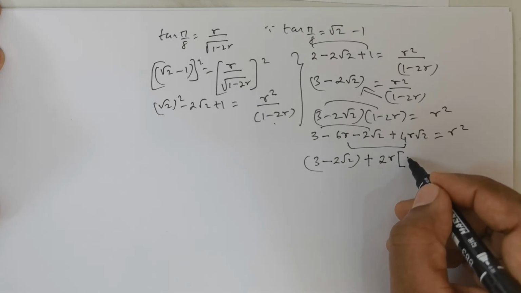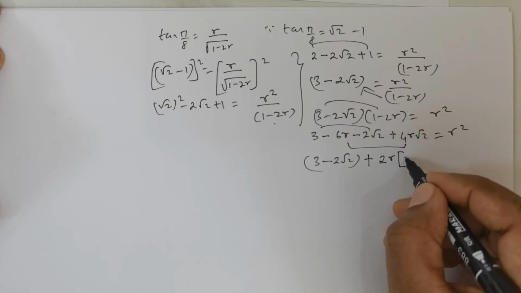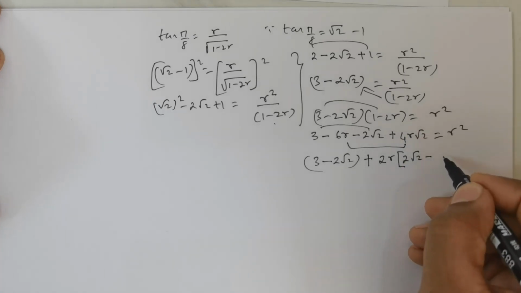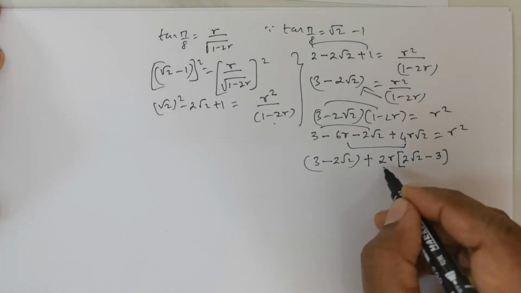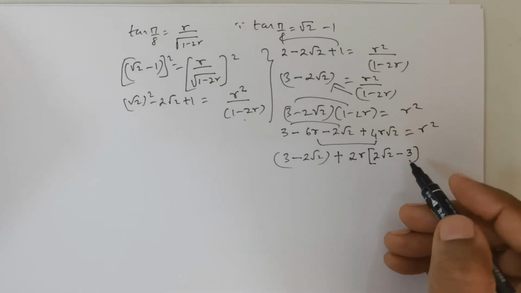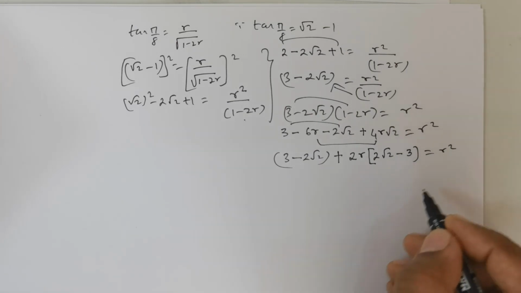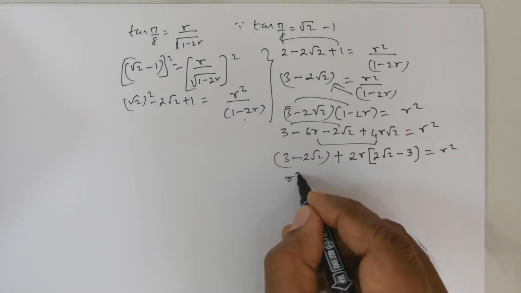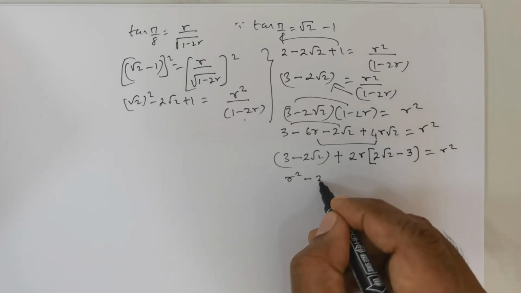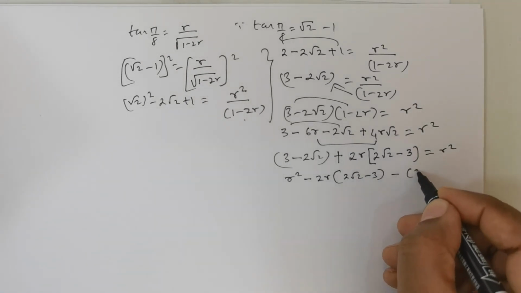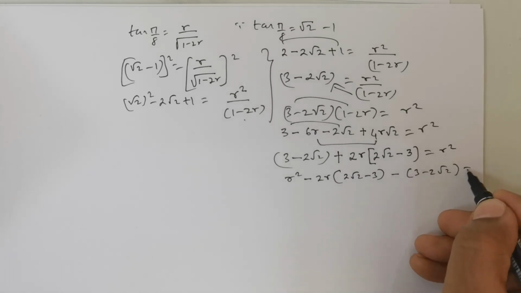So this is going to be 2 times root 2 minus 3. So 2 times 3 is 6, and you've got an R there with a negative sign, so this is fair enough. This is equal to R squared. Now bring everything to the right-hand side. So that's going to be R squared minus 2 times R times (2 root 2 minus 3), minus (3 minus 2 times 2 root 2) equal to 0.